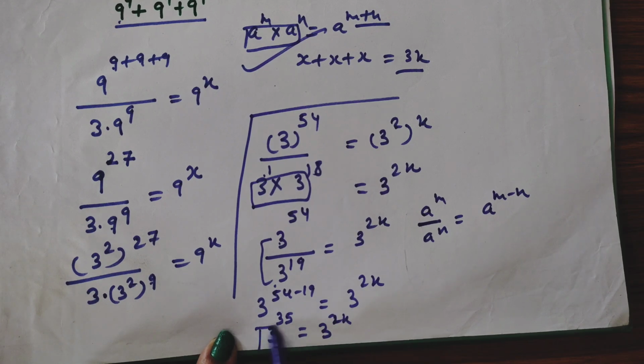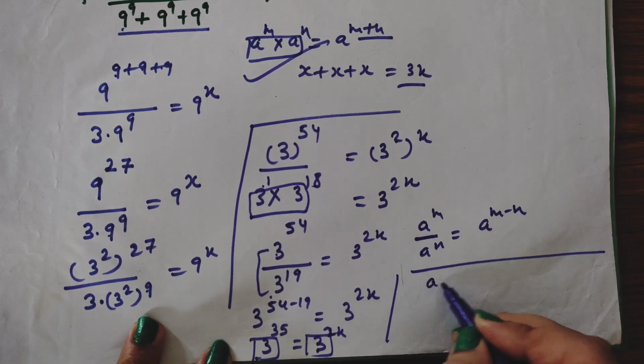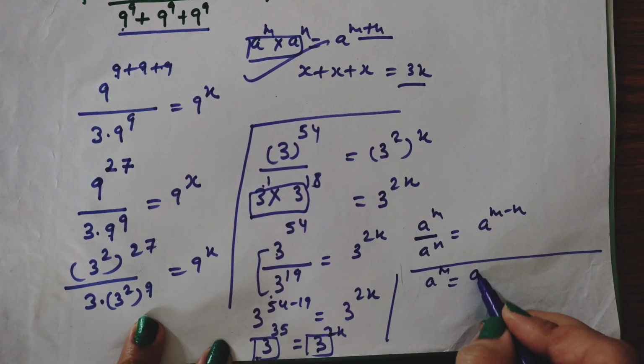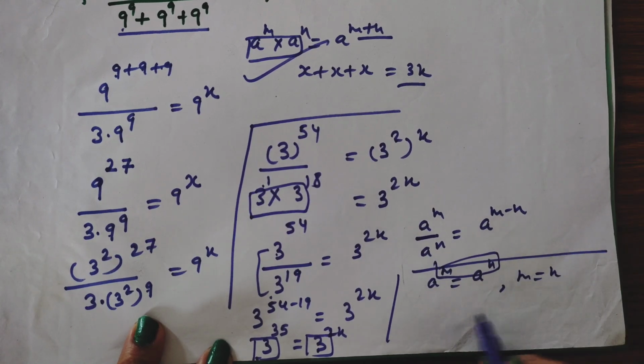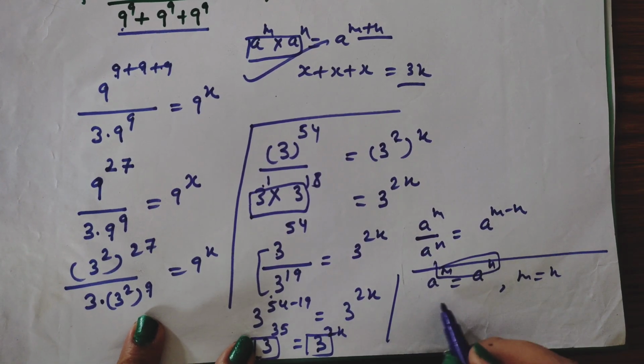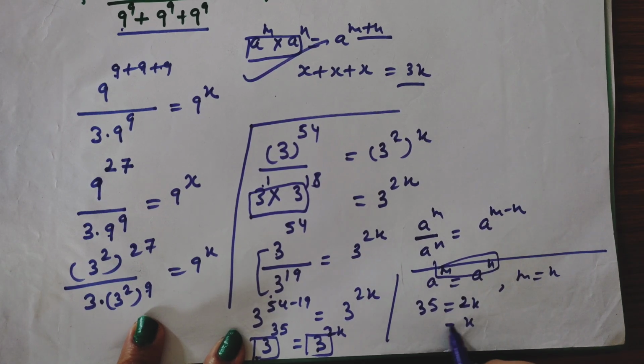Now, if the bases are the same on the left hand side and the right hand side, the powers should be equated. Suppose a power m and a power n, these powers should be equal. So we'll write 35 equals 2x. So x value is 35 by 2. Answer.